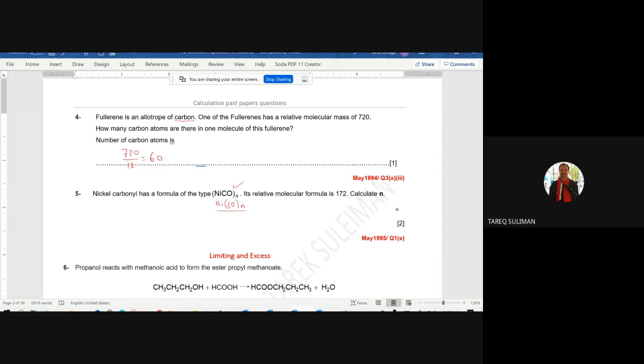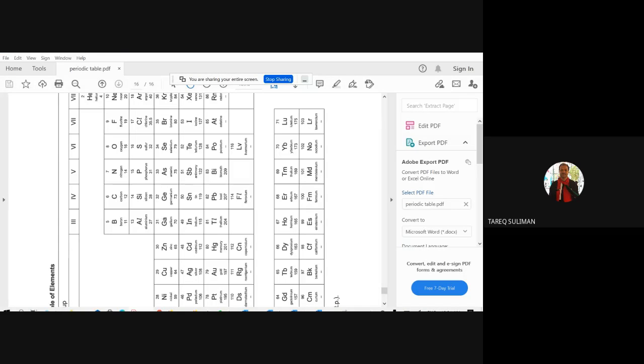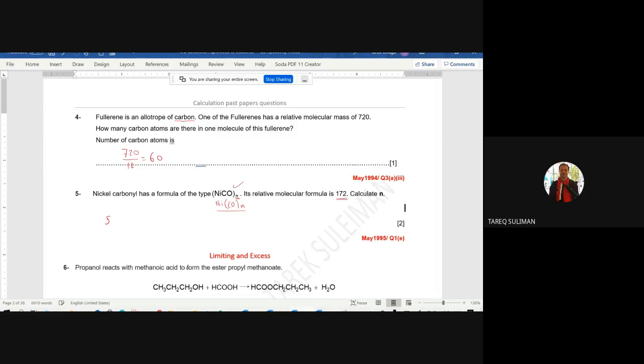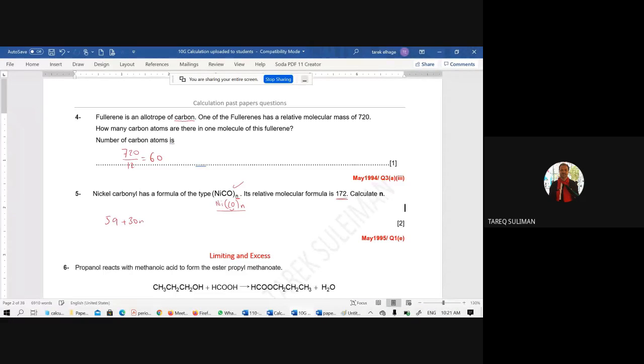So how to do it? When Mr is given and we need to find an unknown n, what do we do? We write the Mr in terms of n. Do you remember? What was nickel? Nickel, its Ar is 59, plus 14 plus 16, it is 30n. We do it this way. Equals 171.2. So 30n equals 171.2 minus 59.